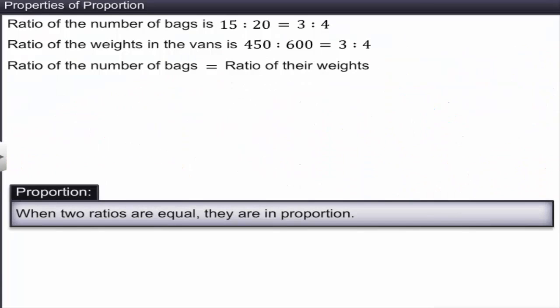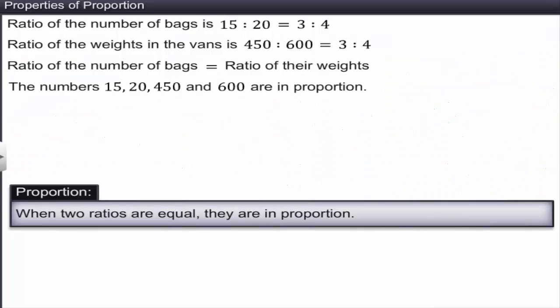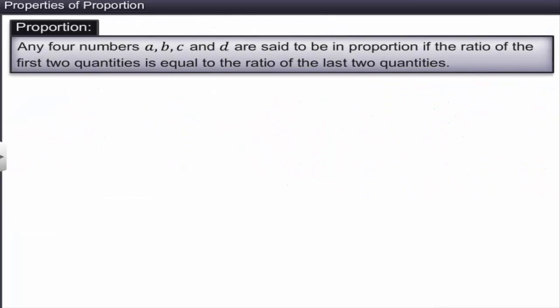Such an equality of ratios is known as a proportion. Here the numbers 15, 20, 450 and 600 are said to be in proportion. Mathematically, A, B, C and D are said to be in proportion if the ratio of the first two quantities is equal to the ratio of the last two quantities.